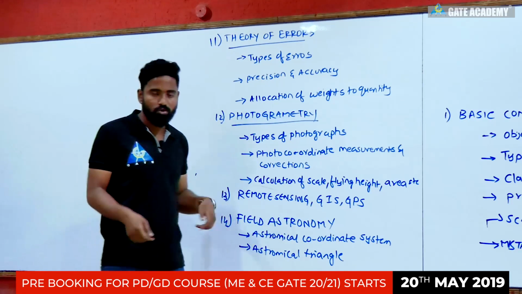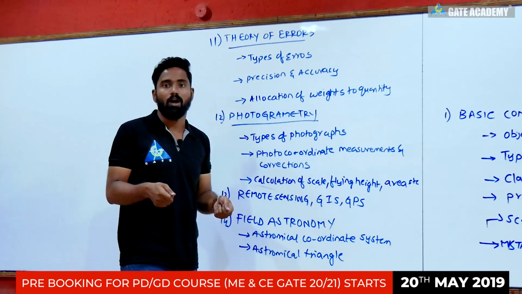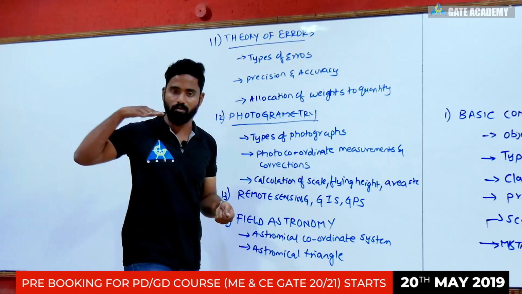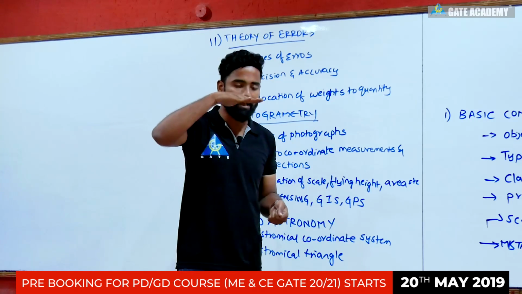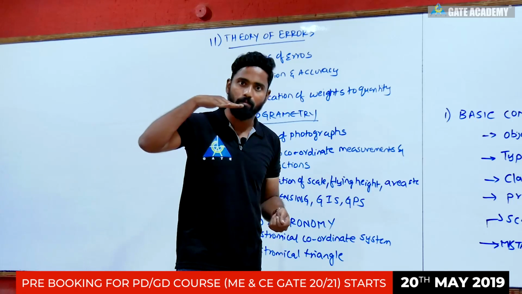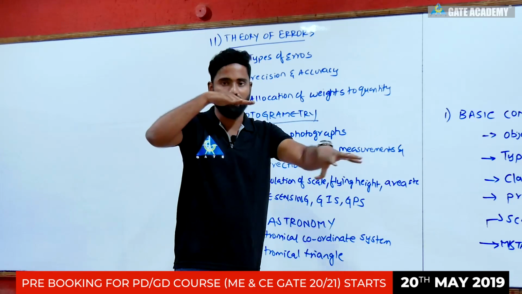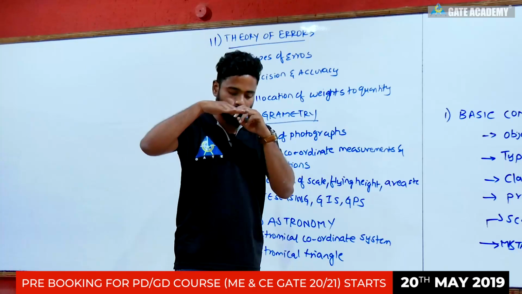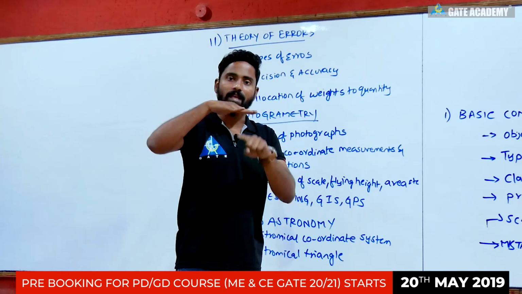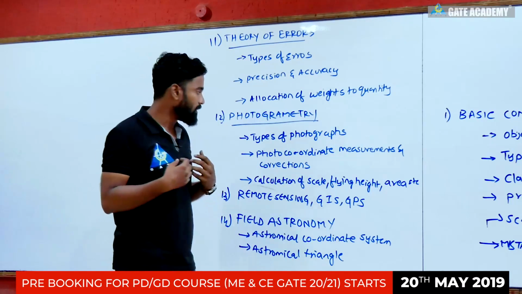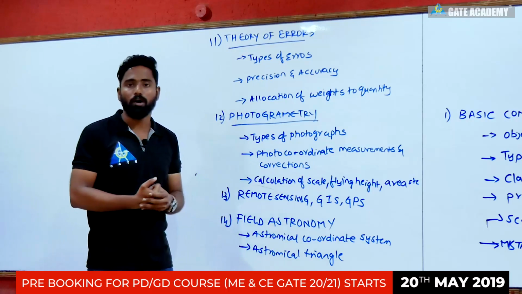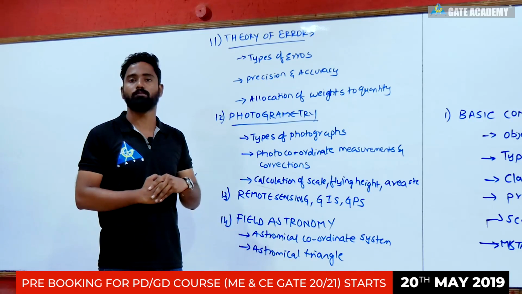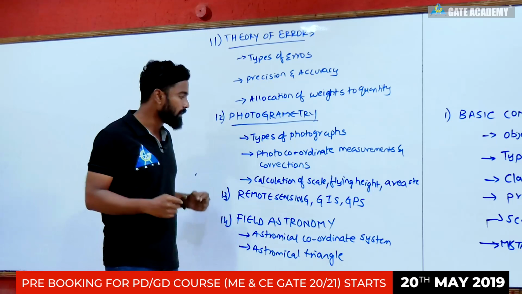Here also you will find out the scale of the photo. If the aeroplane is flying like this, it is taking photos at various points. So the flying height can be measured, and the focus and coordinates of the points can also be measured, and areas can be calculated.